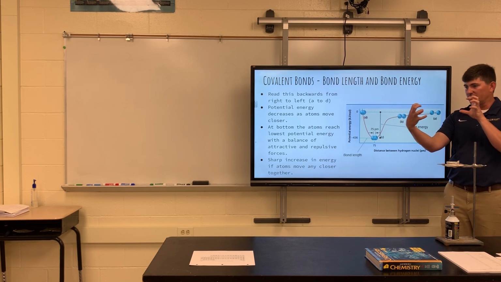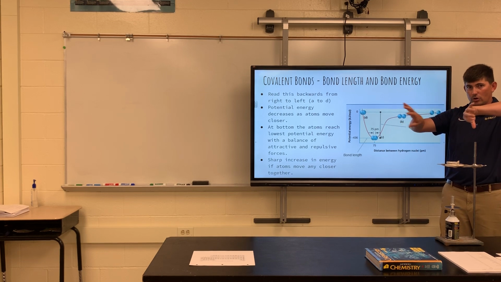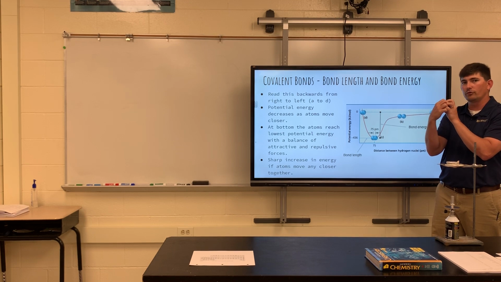So attractive forces are what's brought them together, but the closer they get, that repulsive force gets stronger and stronger and stronger, wanting to push them apart, right? So when they get that perfect distance, it's where those two forces are both okay. They've balanced each other out.